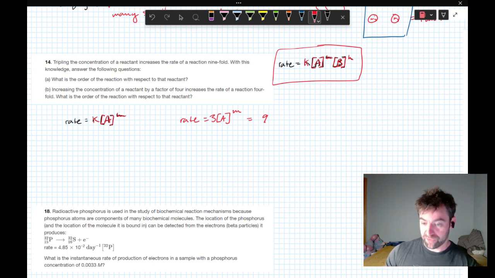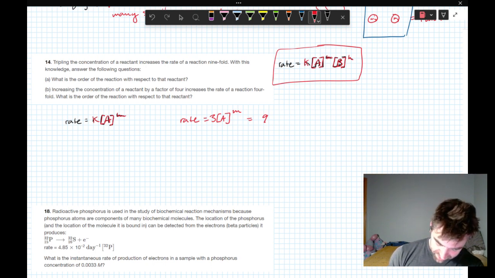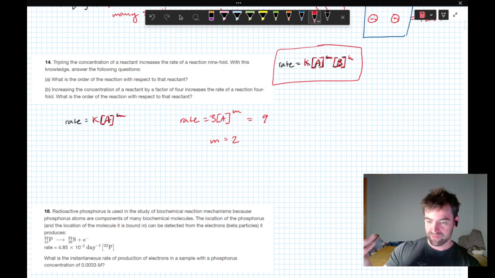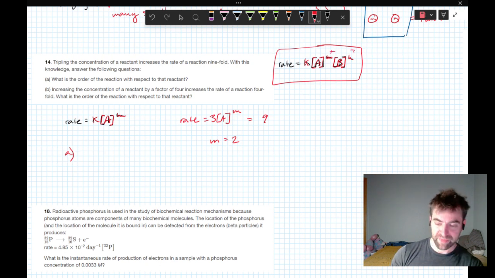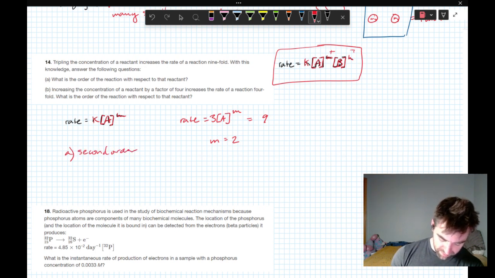3 to what exponent gets you to 9? 3 to the 2 exponent. So M must equal 2, because 3 squared equals 9. And so the order of the reaction is always the sum of the exponents that we talked about. We're only looking at one species, so we only look at that number 2. So this is a second order reaction, or you could just simply write the number 2.